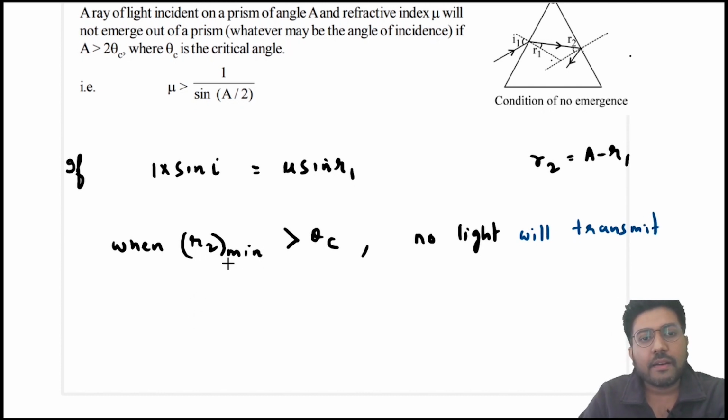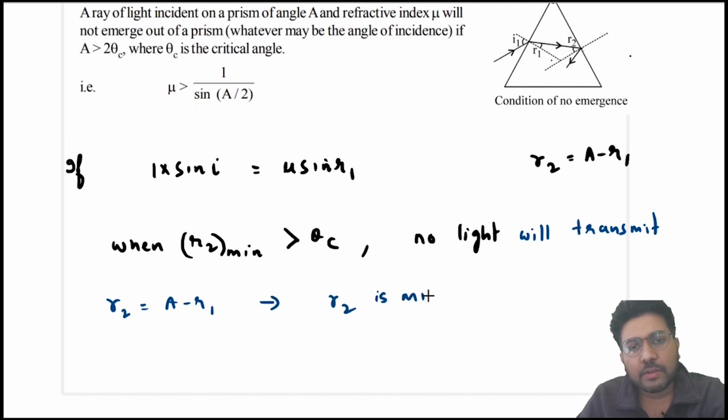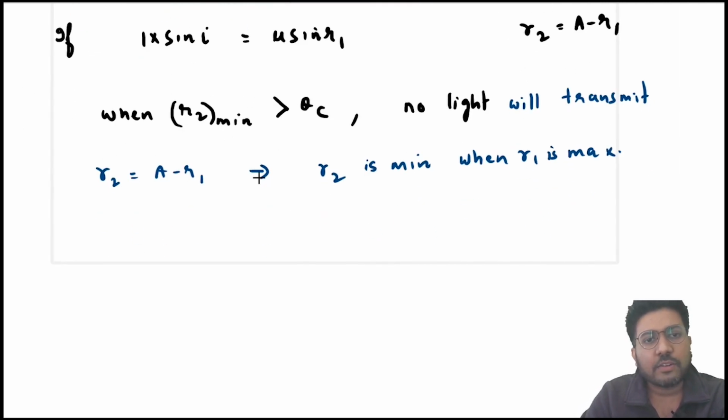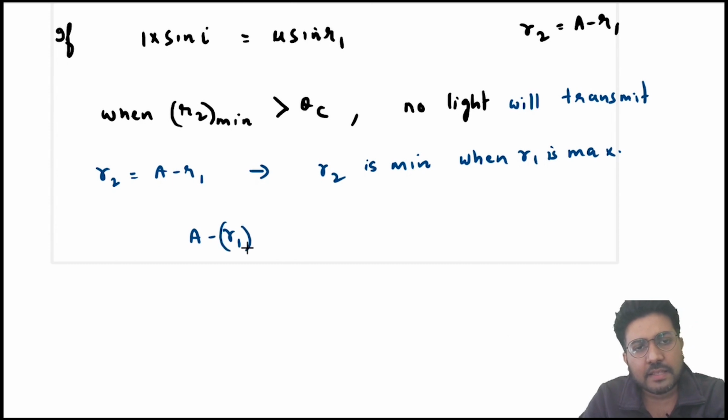Okay, so now you know that R2 is A minus R1. So from this you will say R2 is minimum when R1 is maximum, right? So that means R2 min is greater than theta c, means A minus R1 max is greater than theta c. Now R1 max, you can say R1 is maximum when I is maximum.